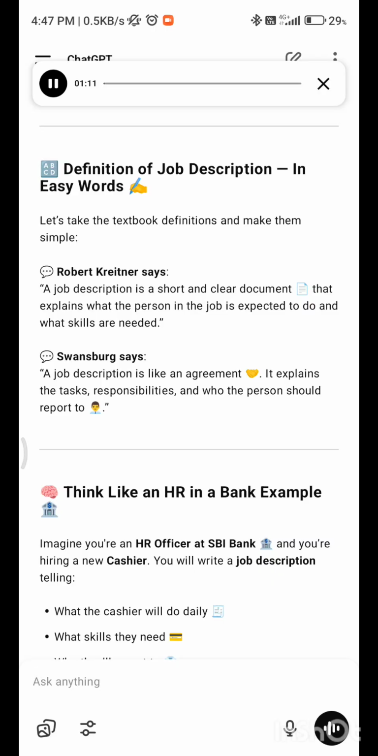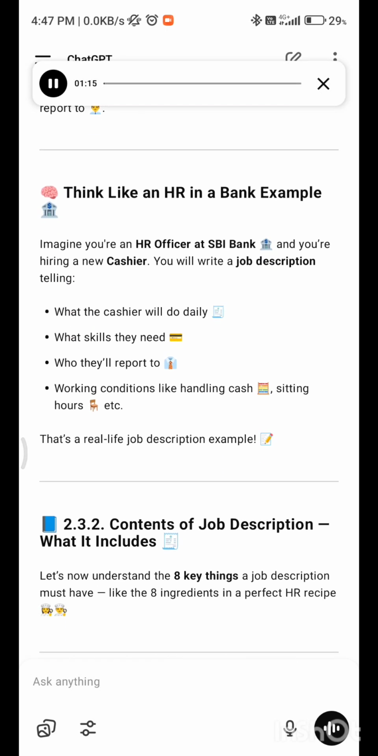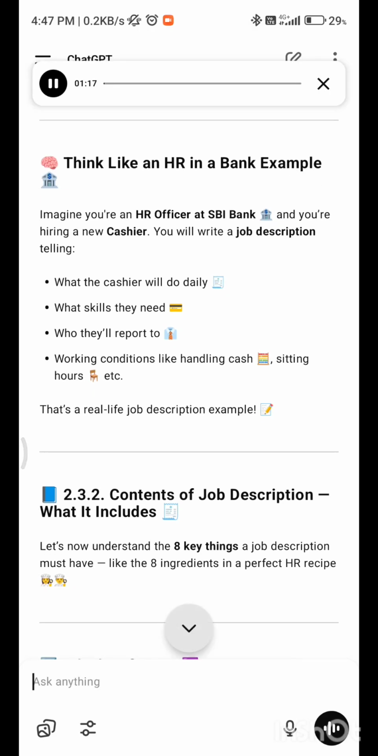Think like an HR in a bank example. Imagine you're an HR officer at SBI Bank and you're hiring a new cashier. You will write a job description telling what the cashier will do daily, what skills they need, who they'll report to, working conditions like handling cash, sitting hours, etc. That's a real-life job description example.